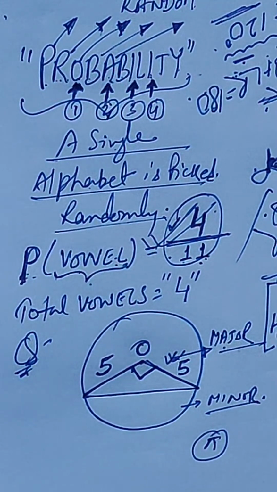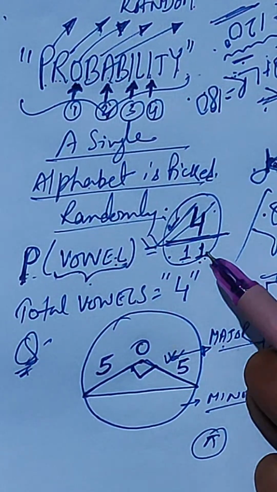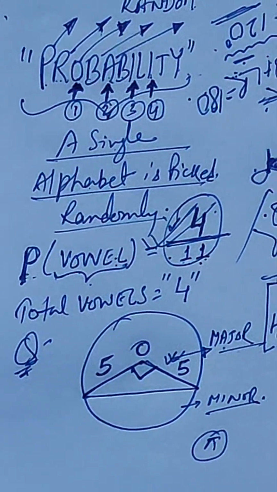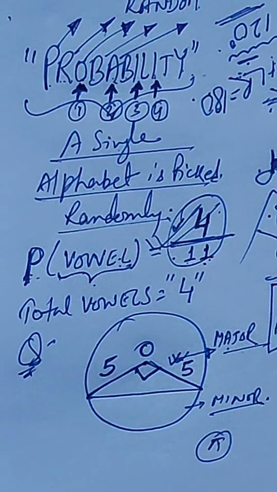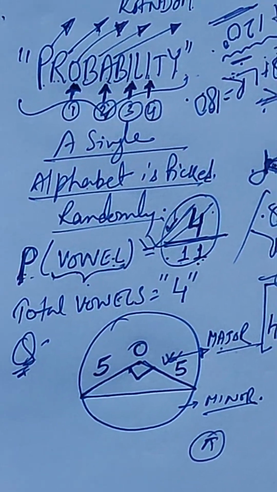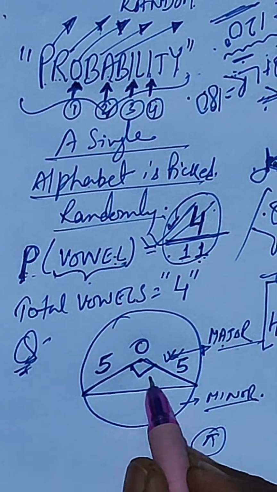4 by 11, your answer is right. That we have already done, so that's okay. It's okay. So I'm reading out your question. You are saying find the area of a major segment in terms of pi of a circle of radius 5 centimeter, right? Formed by a chord subtending an angle of 90 degrees at the center. Is it like this?